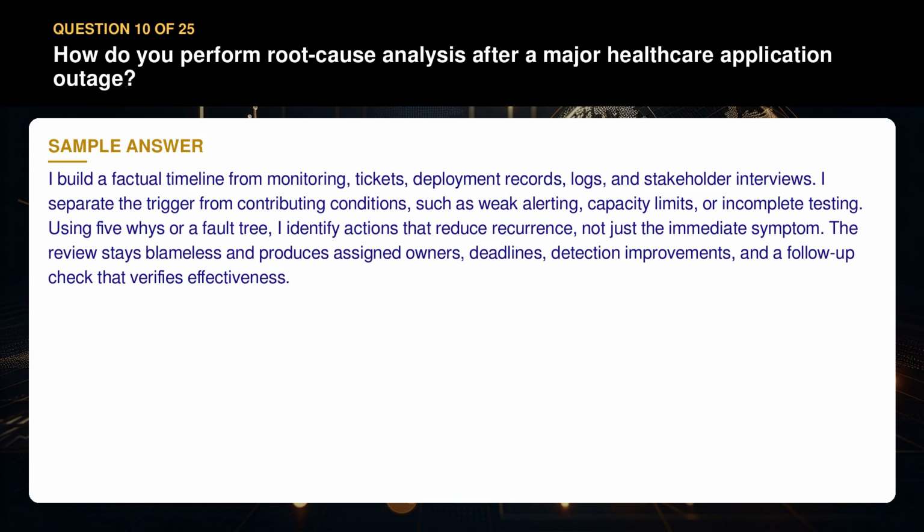I build a factual timeline from monitoring, tickets, deployment records, logs, and stakeholder interviews. I separate the trigger from contributing conditions, such as weak alerting, capacity limits, or incomplete testing. Using 5 whys or a fault tree, I identify actions that reduce recurrence, not just the immediate symptom. The review stays blameless and produces assigned owners, deadlines, detection improvements, and a follow-up check that verifies effectiveness.